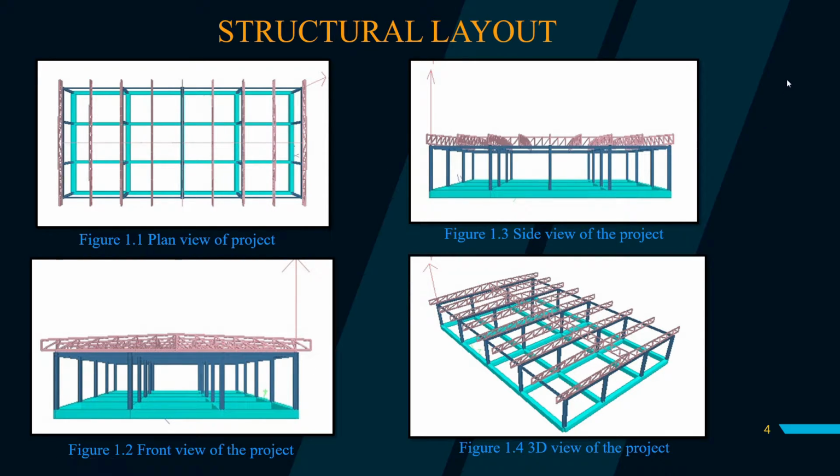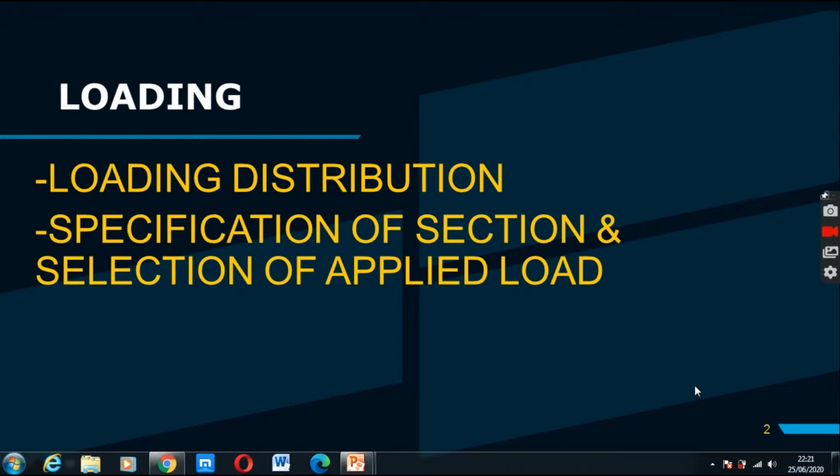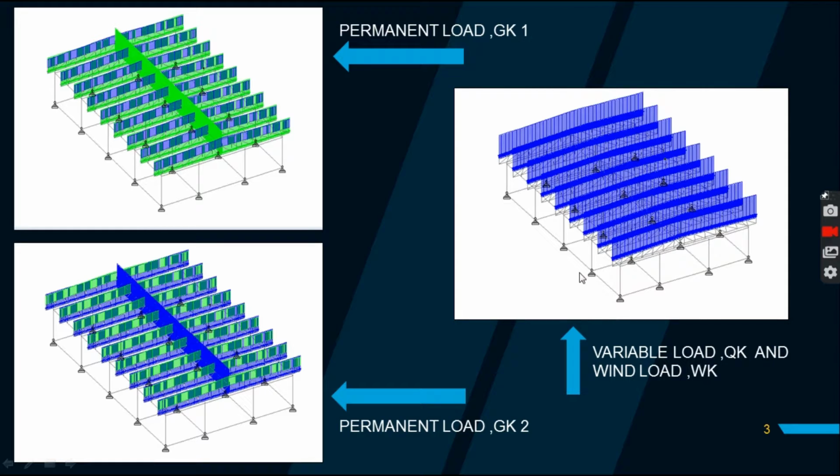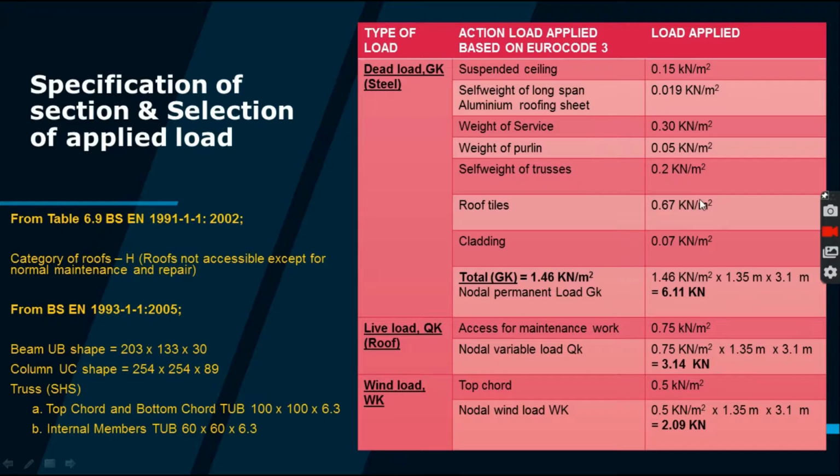Thank you. Hello, my name is Noor binti Ahmad. I'm going to explain the loading that was used in this frame project. So as you can see, these are the diagram of load distribution in our STAAD Pro. This is the permanent load GK1. This is the permanent load GK2. This is the variable load QK and wind load WK. They both have the same diagram.